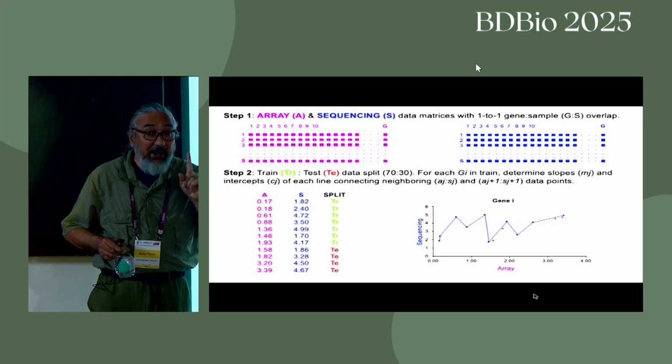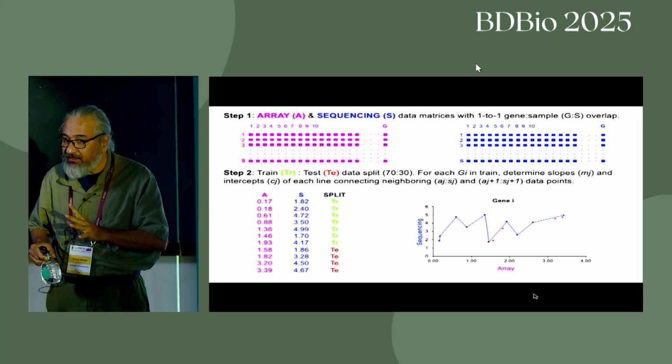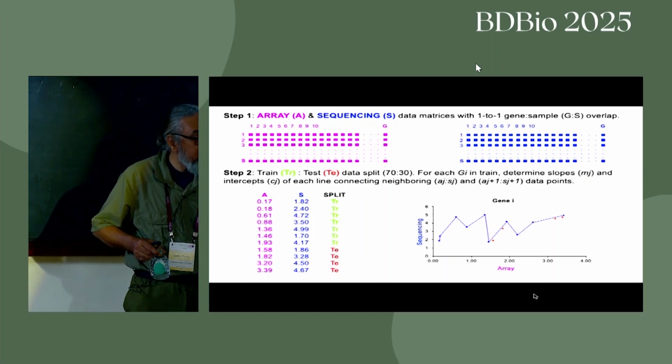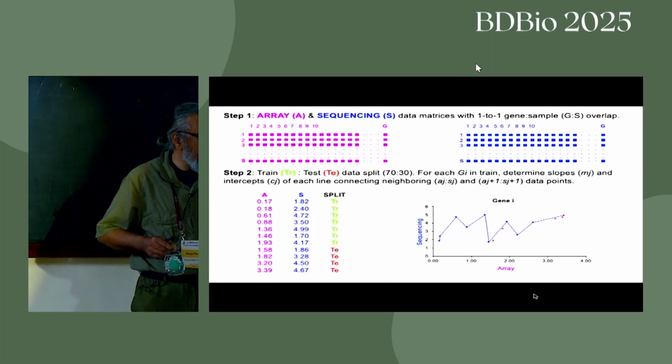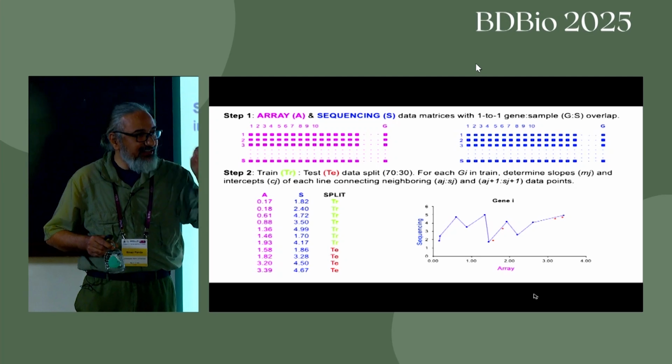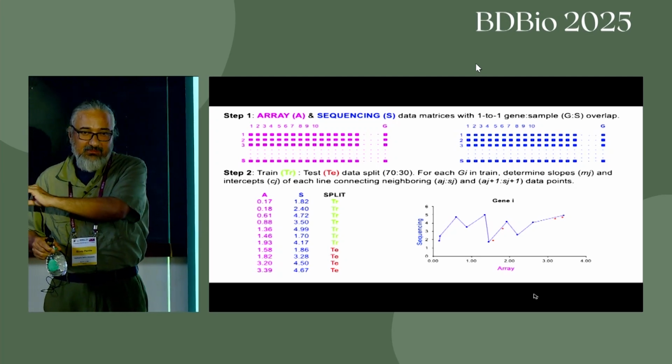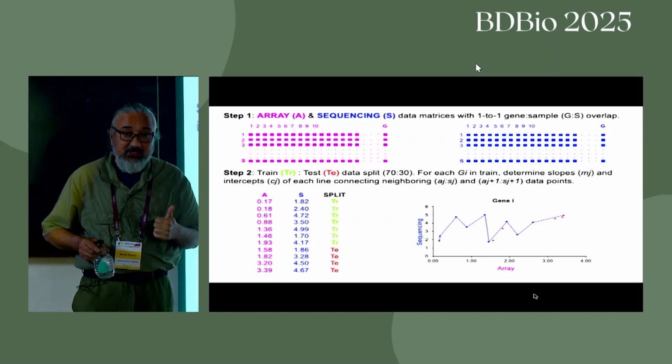You need paired data. What is paired data? That means the same sample which has been used to generate array data, exactly the identical sample has been used to do sequencing data. So sample remains constant, it's a prerequisite.